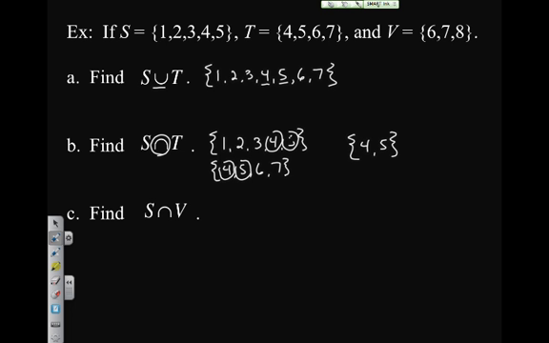Then finally, S intersect V. Well, if we think about that, we've got 1, 2, 3, 4, and 5, and then for V we've got 6, 7, and 8. When we compare these two, we notice they have no elements in common. So we find that that is the empty set. And again, that's how we write that: a circle with a slash through it.